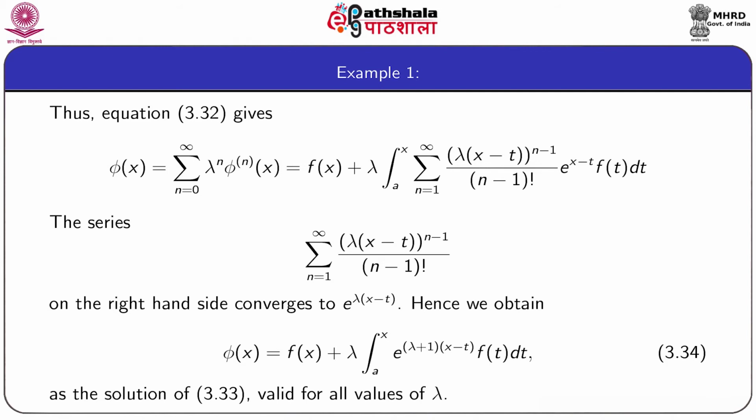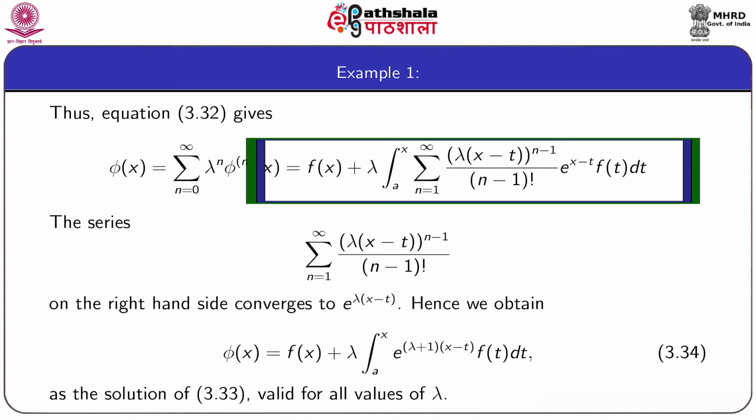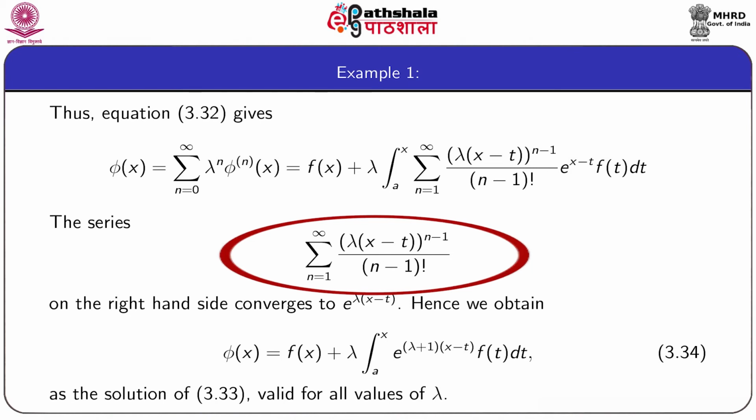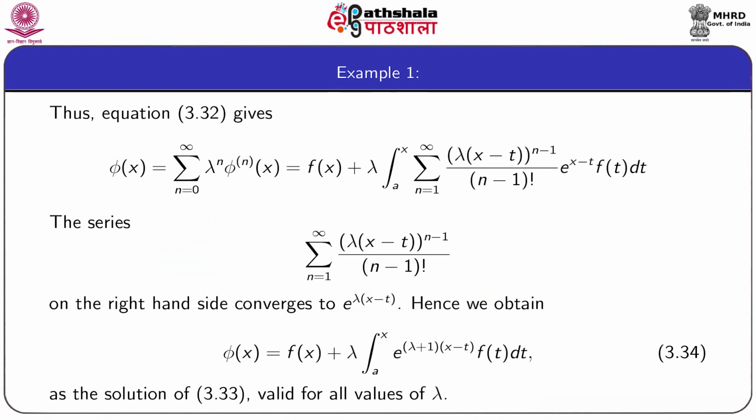Substituting the value of phi superscript n x, we get phi x as f x plus lambda integral a to x summation lambda into (x minus t) whole to the power n minus 1 divided by (n minus 1) factorial e to the power (x minus t) f t dt. Now all the functions are continuous, so the change of summation and integration is possible. Now this series, n equal to 1 to infinity, lambda into (x minus t) whole to the power n minus 1 divided by (n minus 1) factorial on the right hand side converges to e to the power lambda into (x minus t).